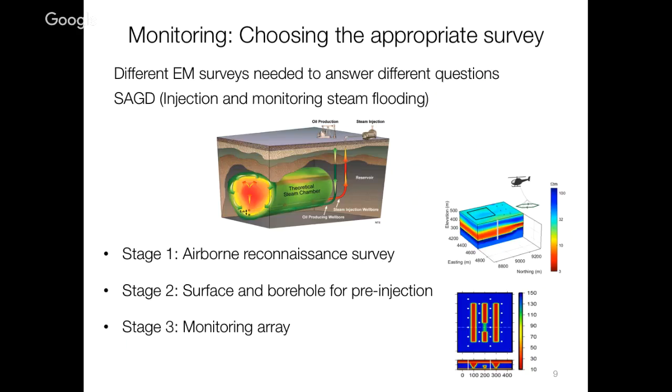You've got to choose the appropriate survey at any particular time. Here's an example. We've been working on this, a PhD student working on SAG-D. Maybe that's not very relevant to China, but there were a couple of people here from Venezuela, I think. Anybody from Venezuela?